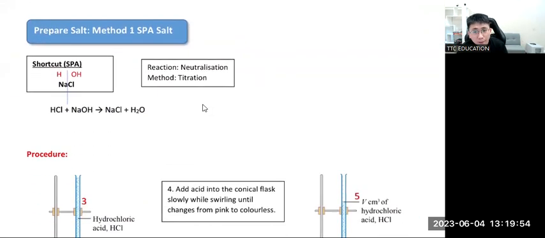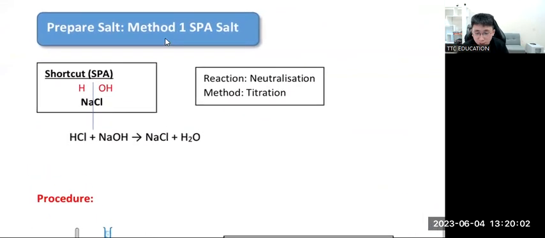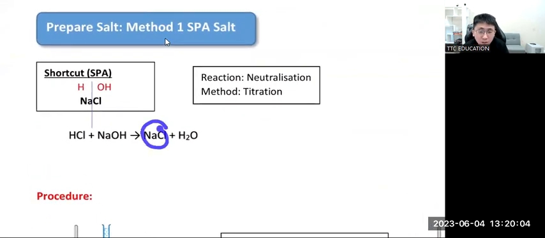So if you want to prepare SPA salt, method one, you want to produce a soluble salt that contains SPA. It depends on what salt you want to produce. You see the sample is here. What if I want you to produce NaCl? Then I need to remember NaCl is an SPA salt. Then SPA salt must use the neutralization reaction. So the neutralization reaction keyword is what? It is acid plus alkali, correct?